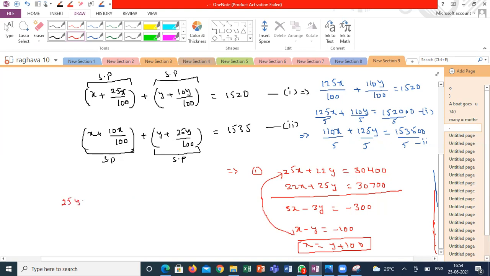So 25y plus 2500, sorry, 2500 plus 22y is equal to 30,400. So this will be 25 plus 27. 30,400 minus 2,500. So from here my y is equal to 700. I will get that. Check. Is anyone getting the same answer? So from y is equal to 700, x I will get as 600.